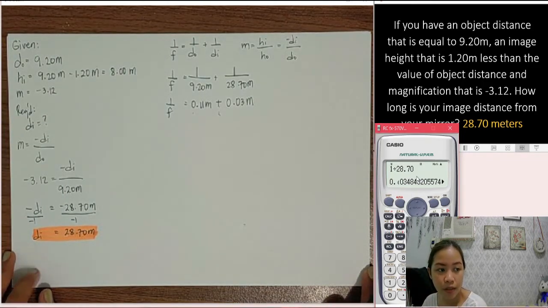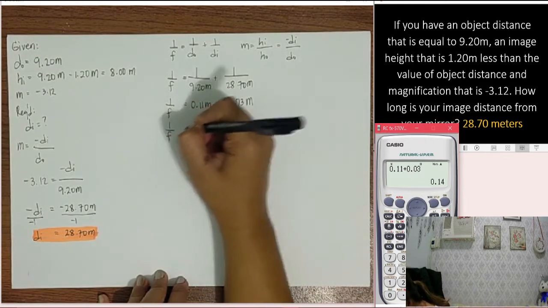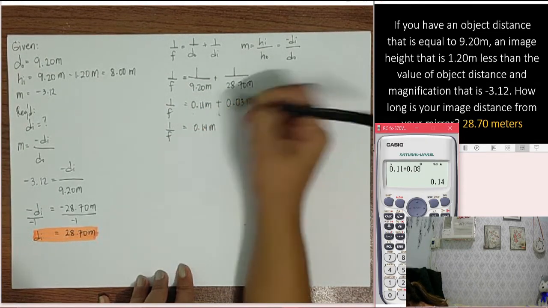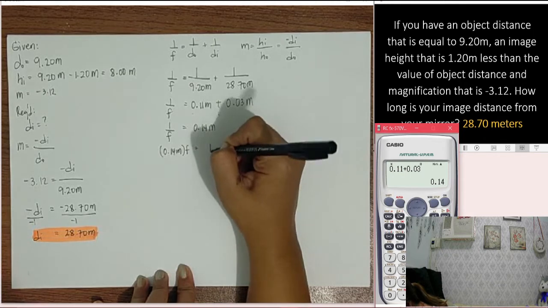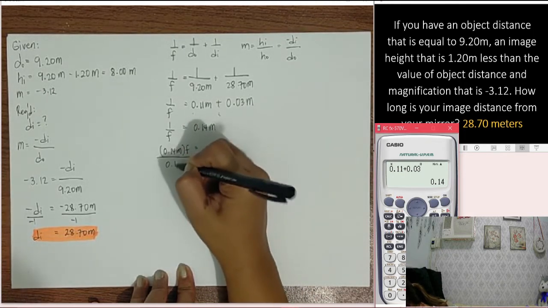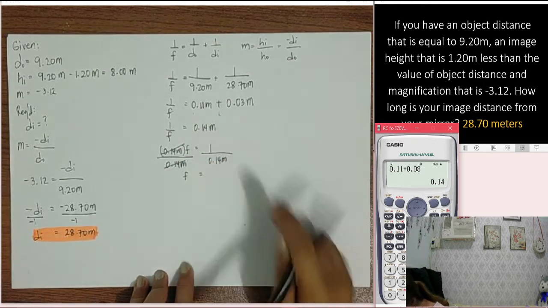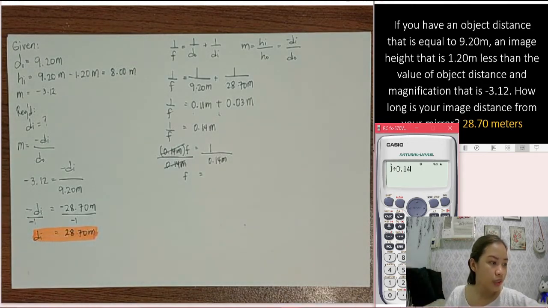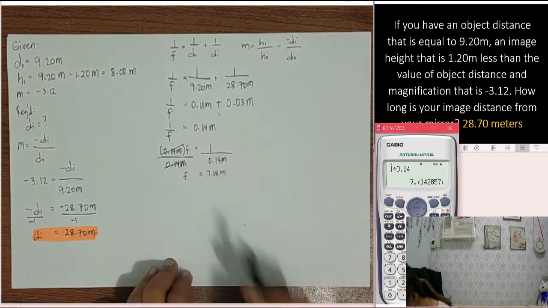Okay, so here it is. Just simply add the values. 0.11 plus 0.03, and that's equal to 0.14. So 1 over F equals 0.14 meters. Just simply cross multiplying, we have 0.14 meters F equal to 1. Divide both sides by 0.14. Cancel. F is equal to 1 divided by 0.14, and that is equal to 7.14. So this is now for the focal length.